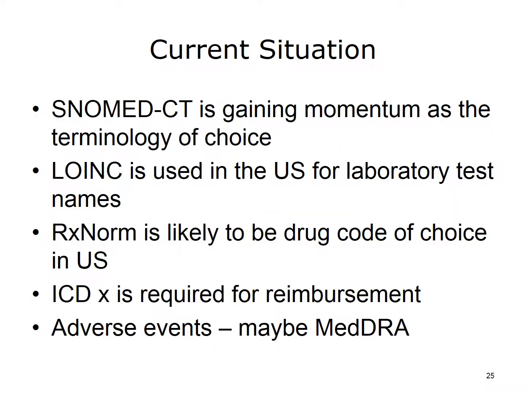Slide 25. All of these terminologies are in use today. Most institutions will use a combination of these terminologies as well as local terminologies. The current status of terminologies, at least in the U.S. at the present time, includes SNOMED CT, which is gaining momentum as the terminology of choice; LOINC, which is used for laboratory test names; RxNorm, which is likely to be the drug code of choice; ICD-x, which is required for reimbursement, ICD-9 and moving into ICD-10; and MedDRA, which is used for adverse events.